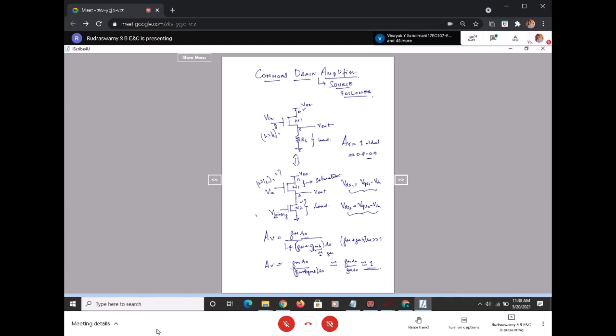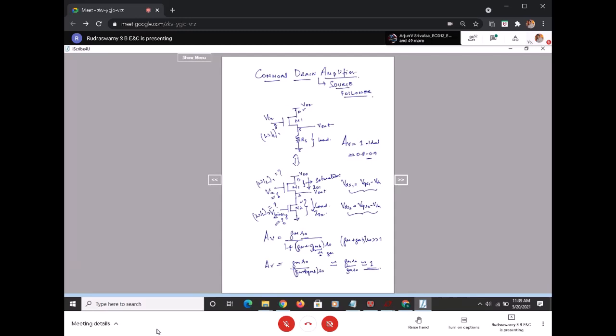Second thing, what is the W by L ratio of M2? What is the biasing voltage? And what is this DC biasing voltage? That we have to find out. And in order to find this out, the moment these two are in saturation, I can say that whatever current is flowing in ID1 is the same current flowing in ID2. So this is what we consider. Hope till this point is okay.